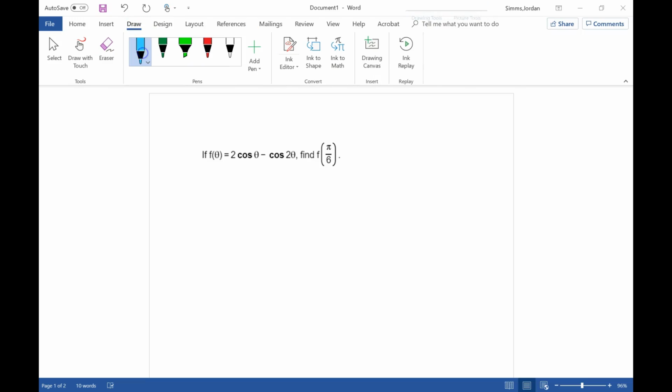Hi, Megan. Absolutely. So we're given this formula, f of theta equals 2 cos theta minus cos 2 theta, and we're asked to find f of pi over 6.